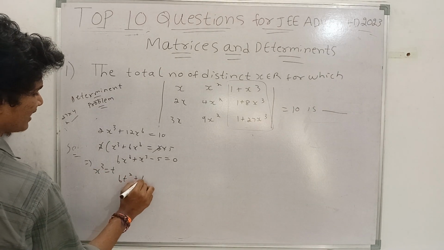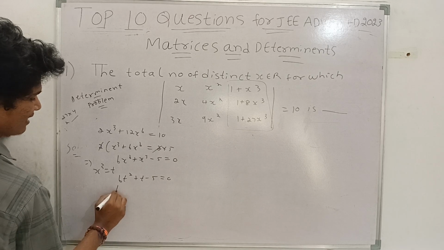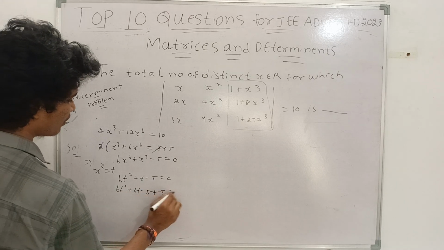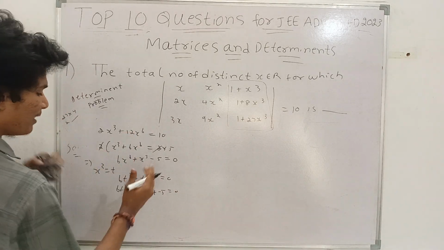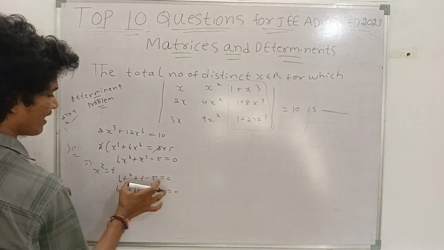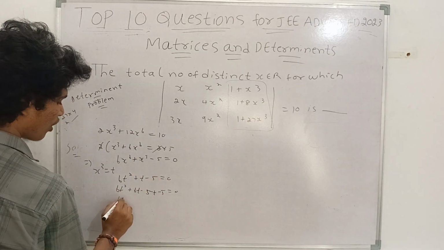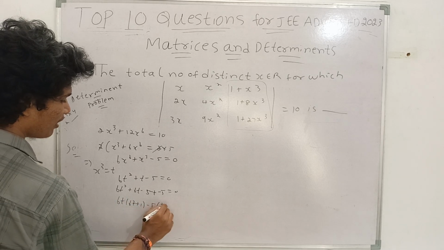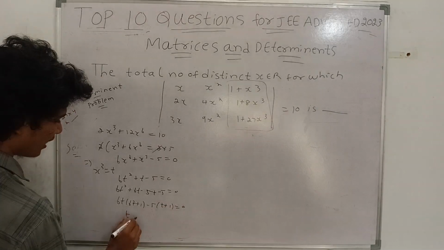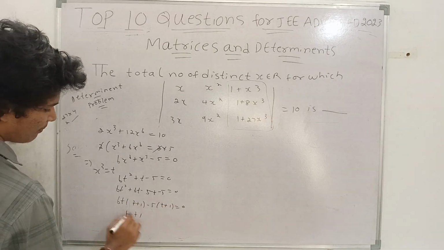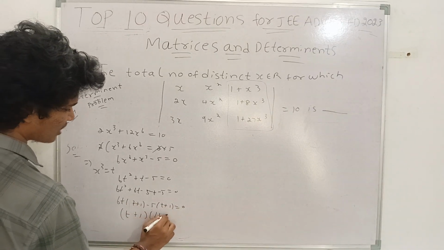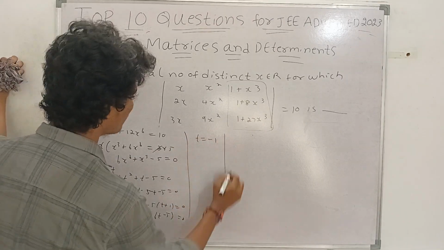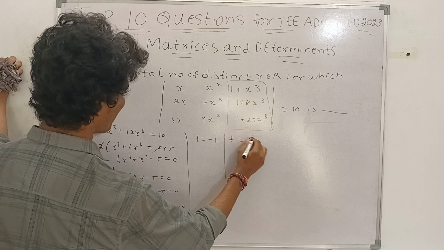60t² + t − 5 = 0, so 60t² + 60t − 5t − 5 = 0. If I split the middle term by using the coefficients of t² and the constant term, and take 60 common, it is (t + 1), and if you take −5 common, it will be (t + 1). And if we take (t + 1) as common, it will be (60t − 5). What we got? t = −1 or t = 5/6.